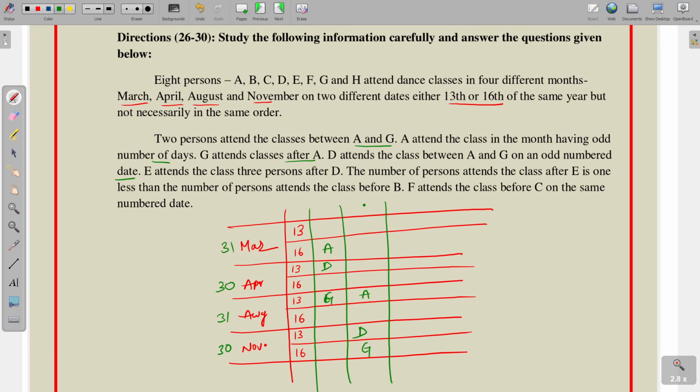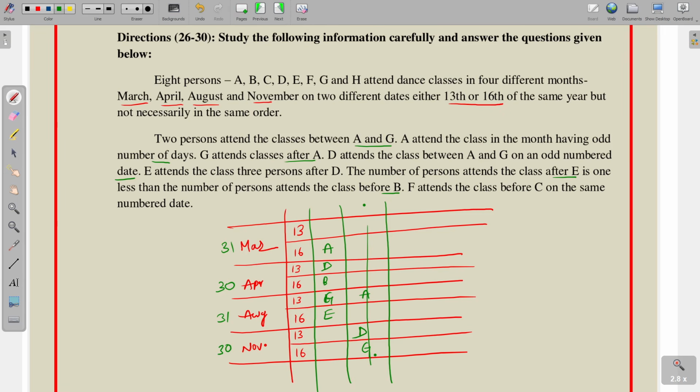And next, E attends the class 3 persons after D. So 1, 2 and 3. Here E is placed. Here there is no place to fix E, so this possibility is not correct. Next, the number of persons attending the class after E is 1 less than the number of persons attending the class before B. So here after E, that is 2, and before B, that is 3. So B is placed here. So before B there are 3 persons.